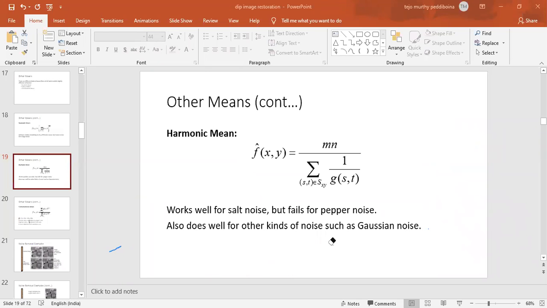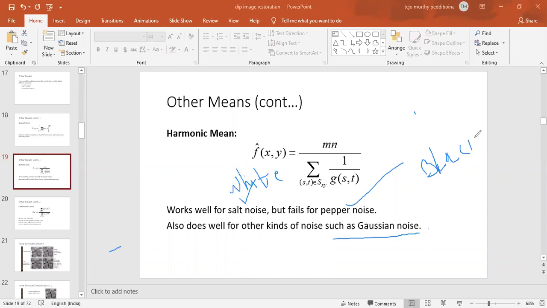So it is suitable even for Gaussian noise also. That means depending on the type of the noise, we have to choose one filter. So this is not suitable for pepper noise. It is well suited for salt noise, and for Gaussian noise also. Salt and pepper noise I have already explained. Salt is white dots on black region, and pepper noise is black on white portion.